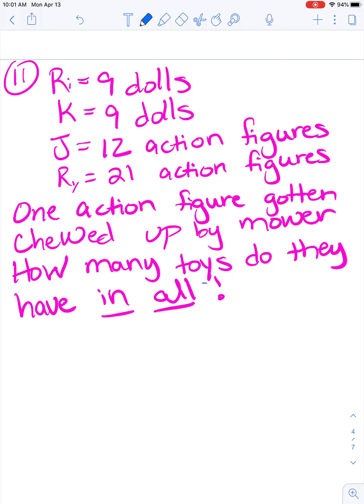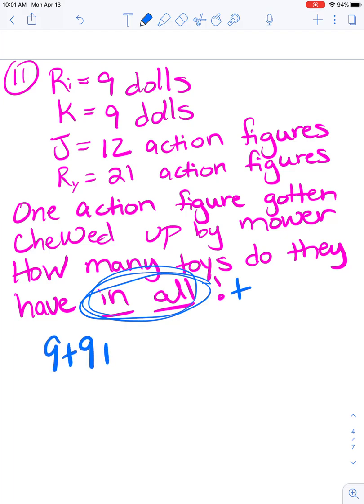Keyword: in all. Remember our posters. In all means to add, okay? So it doesn't ask how many action figures or how many dolls. It says how many toys. So we need to add up how many toys. So we have 9 plus 9 plus 12 plus 21, okay?